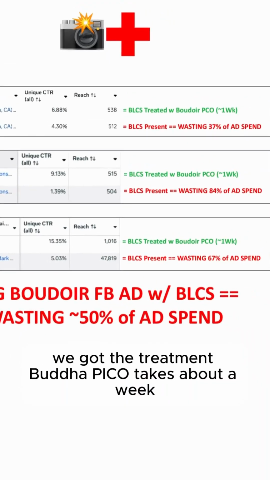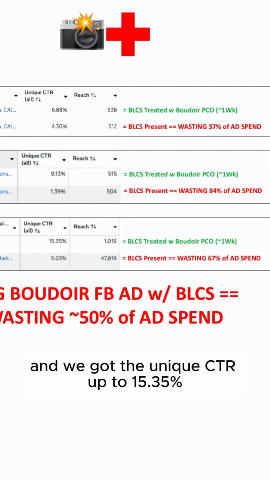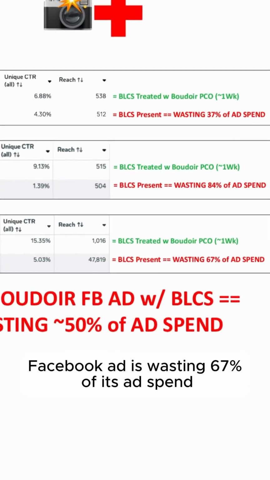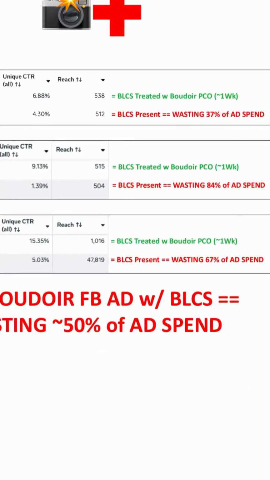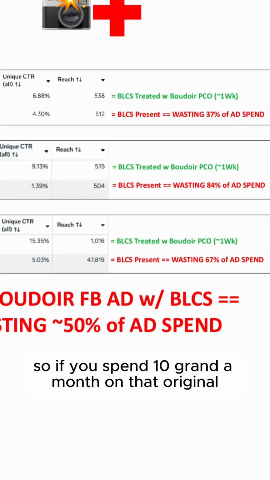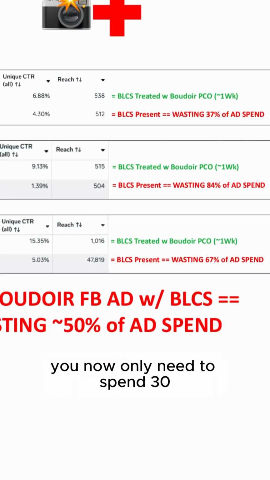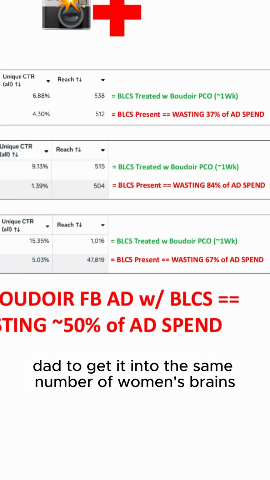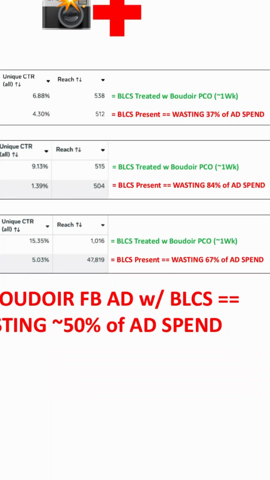We got the treatment, Boudoir Pico, takes about a week, and we got the unique CTRL up to 15.35%. So we found out his original Boudoir Facebook ad is wasting 67% of its ad spend. So if you spend 10 grand a month on that original, you now only need to spend $3,300 a month on the new Boudoir Pico treated ad to get it into the same number of women's brains.